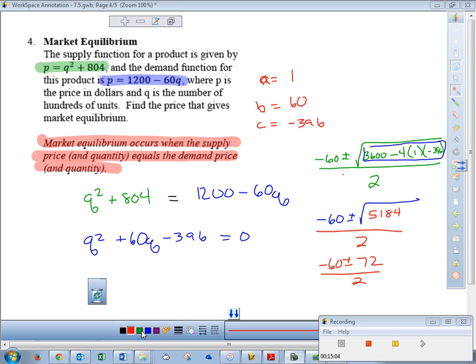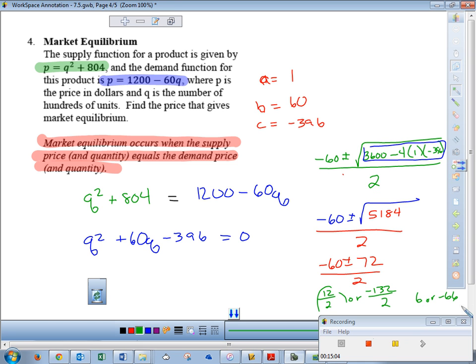And this is the tricky part for people. You need to do what's in the numerator first. Negative 60 plus 72 is 12. It's still over 2. Now I'll use the minus. Negative 60 minus 72 is negative 132, is that right? Check me on that. Negative 60 minus 72 is negative 132 over 2. So this is saying 6, right? 12 over 2 is 6, or negative 66, is that right?